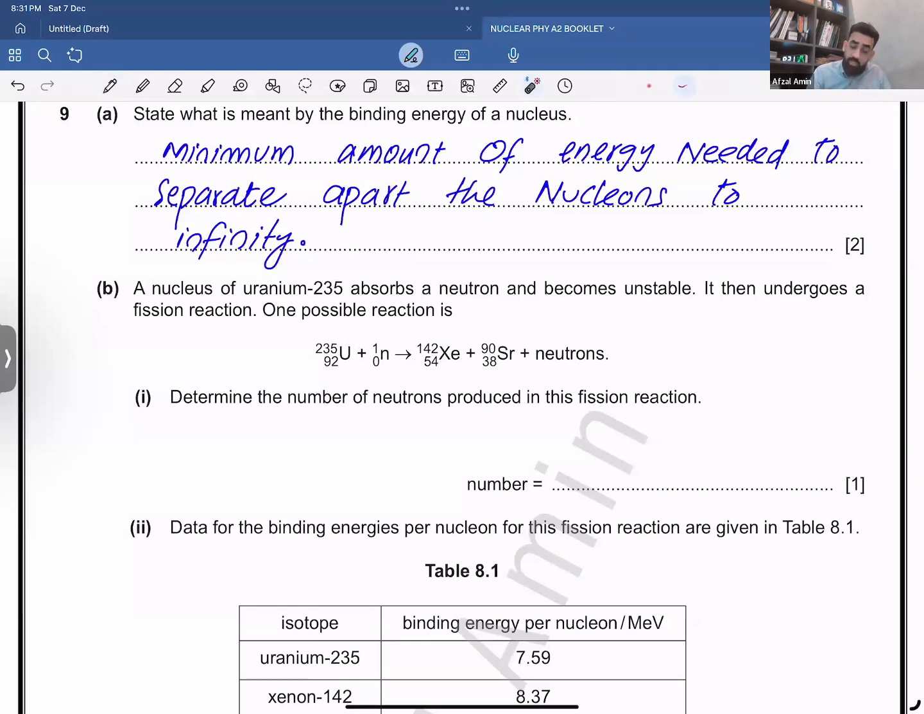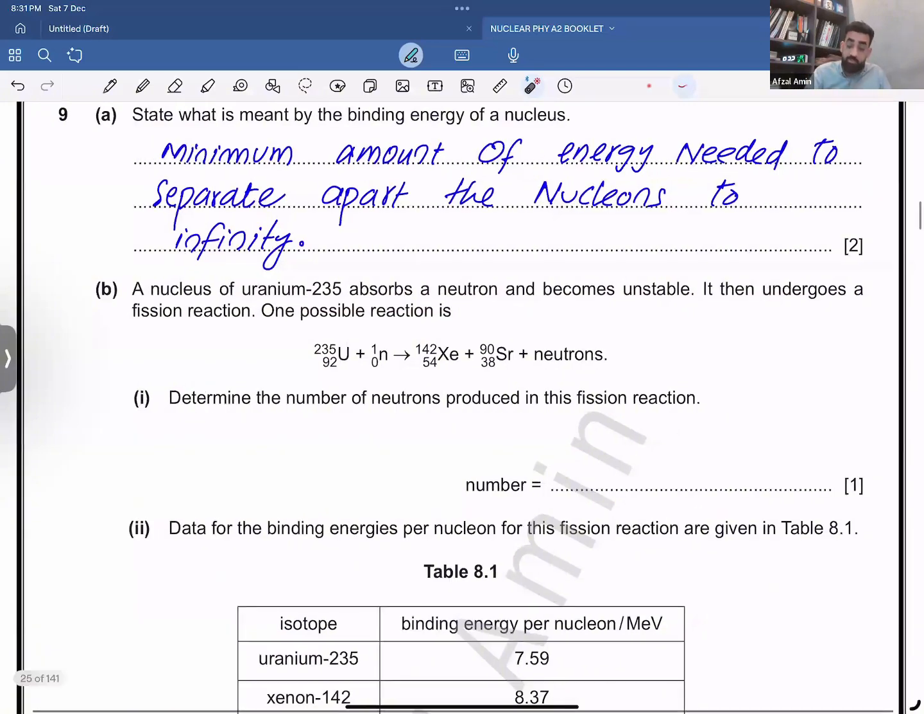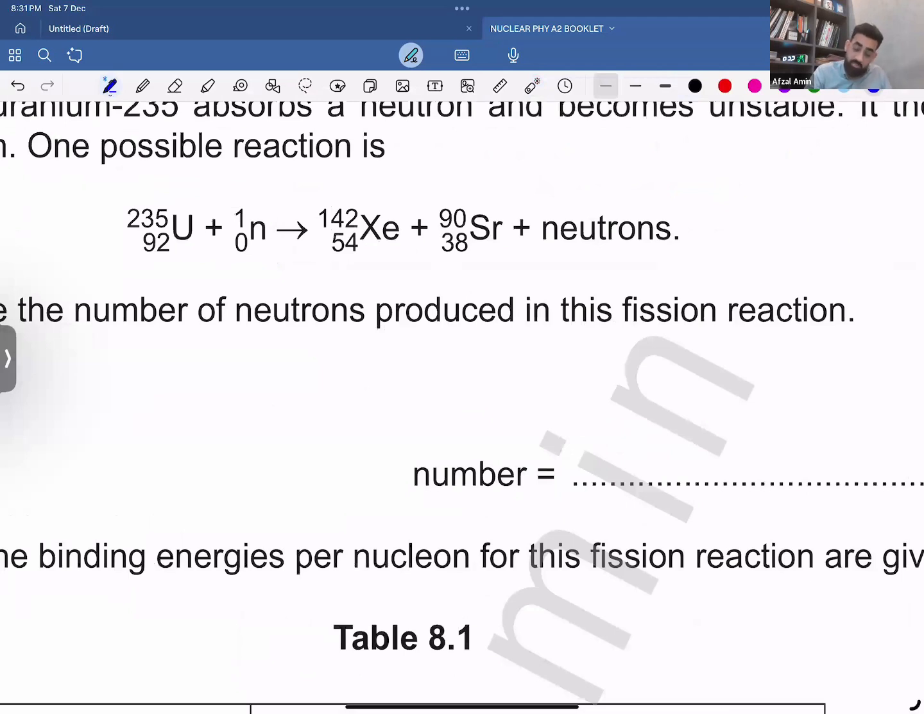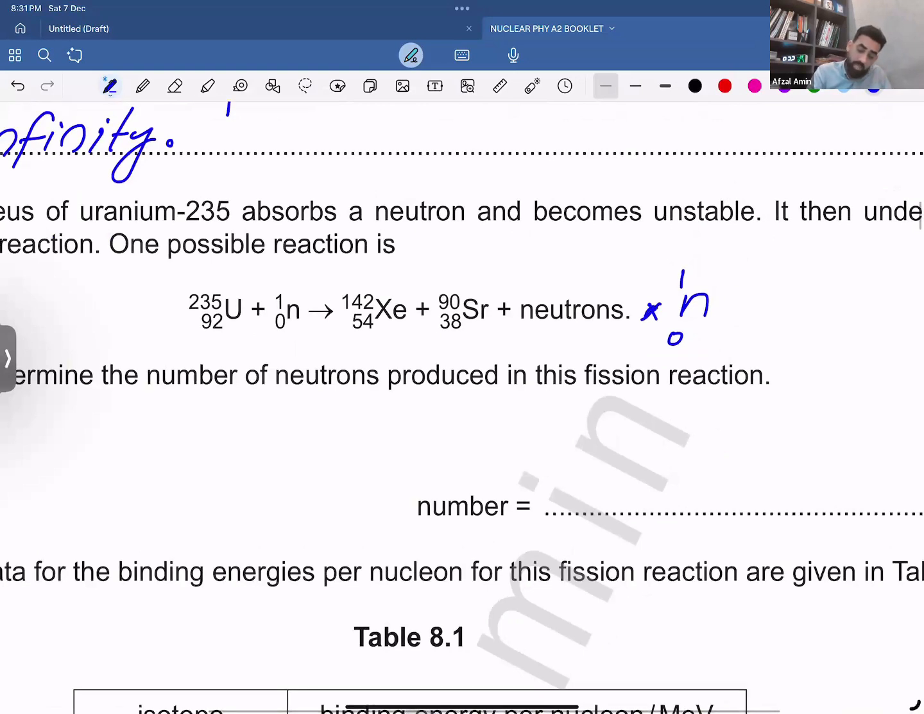The nucleus of uranium-235 absorbs a neutron. It becomes unstable. It then undergoes fission. One possible fission is this one. Determine the number of neutrons that are produced. So first of all, before you determine, write neutrons as x, because a neutron is 1, 0. Yes or no?